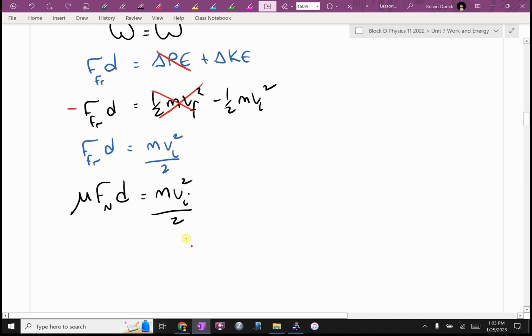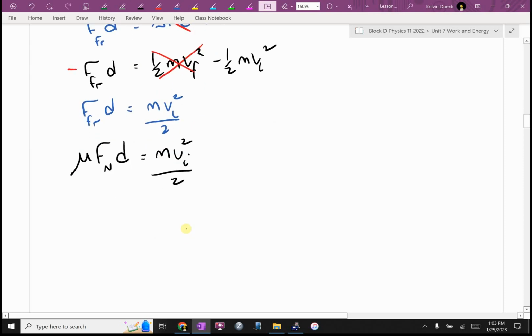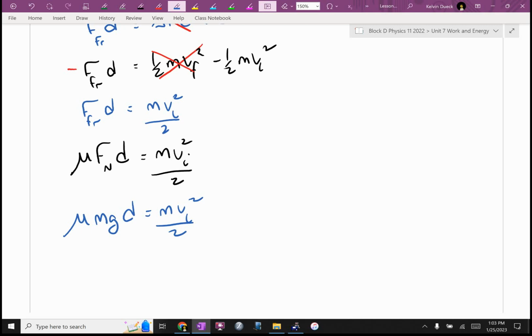I don't know the normal force. Oh, but look. Oh, wait a minute. I have to visualize. Do I know the normal force? I think in this case, I know how big it is. How big is it, Gerard? Okay, so now I can write mu m g d equals m v i squared over 2. Oh! Is there an m in this term? Yes. Is there an m in this term? Is there a little m in everything? Yeah. What does that mean?